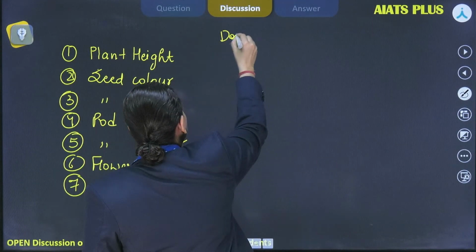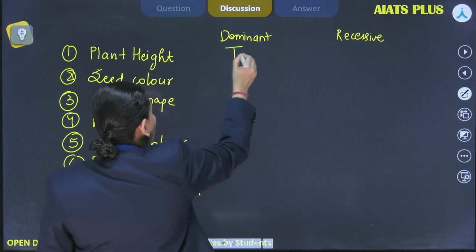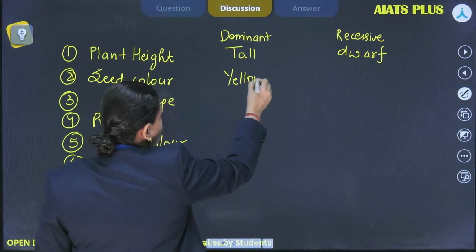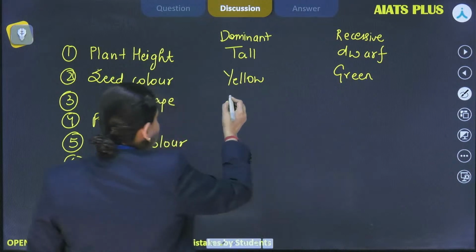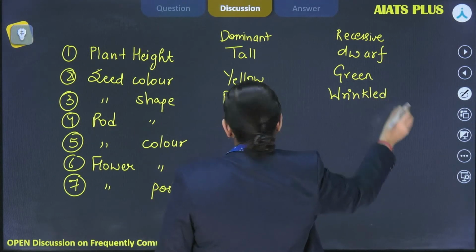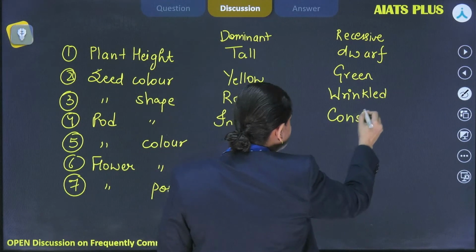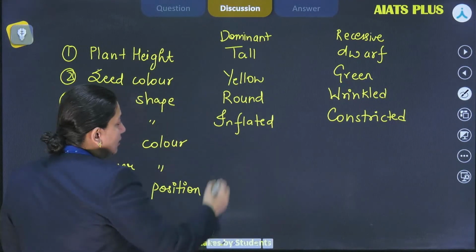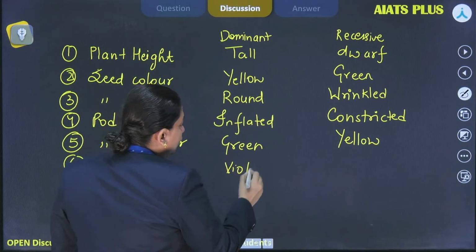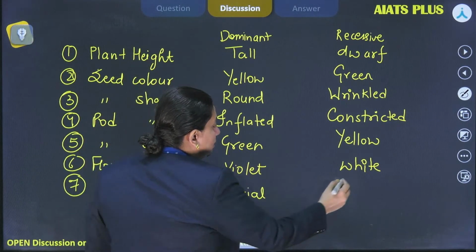And if we talk about the dominant and recessive ones in this, right, then tall would be dominant with respect to dwarf. Then in seed color, yellow would be dominant over green. In seed shape, round would be dominant over wrinkled. Then in pod shape, inflated is dominant over constricted. In pod color, green is dominant over yellow. And in flower color, violet is dominant over white. And then finally in flower position, axial is dominant over terminal.